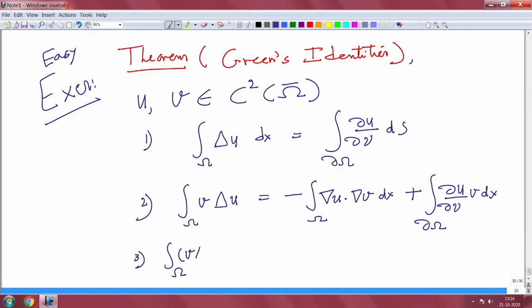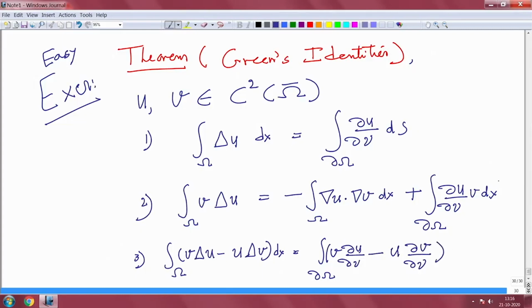And 3, the integral over omega of v Laplacian of u minus u Laplacian of v dx will be the integral over the boundary of omega of v du by d nu minus u dv by d nu ds. Oh, sorry, this one is a surface integral ds, and this is also a surface integral ds.